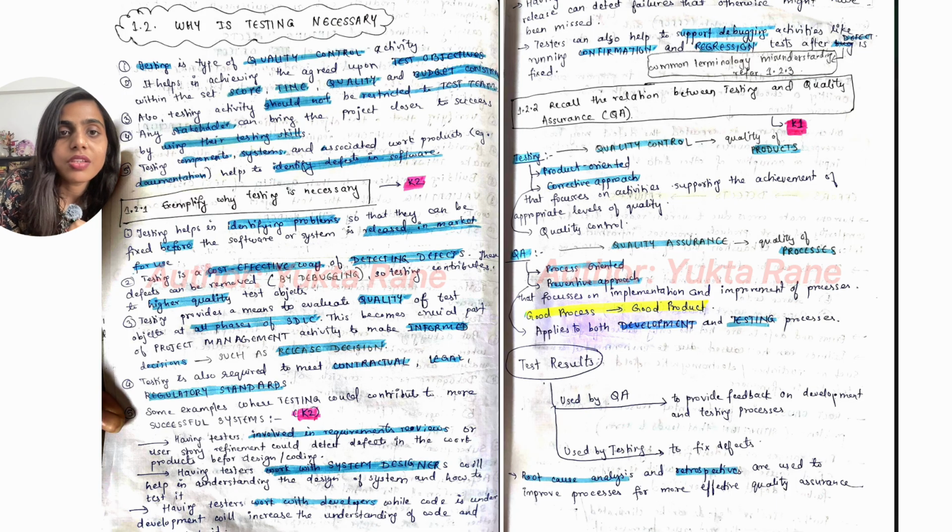It helps in achieving the agreed upon objectives within the set scope, time limit and budget. Obviously management has some budget constraints or time limitations provided by the customers or users. So before that, we have to cover all the test scenarios. Also, testing activity should not be restricted to the test team. The more people who perform testing activity, the merrier, because if stakeholders can also use their testing skills, that will bring more success to the project.